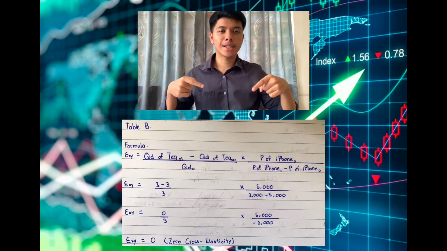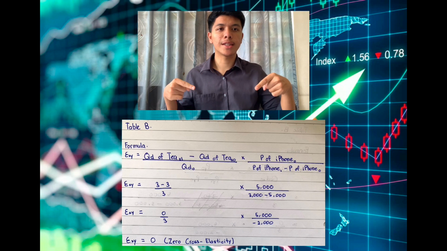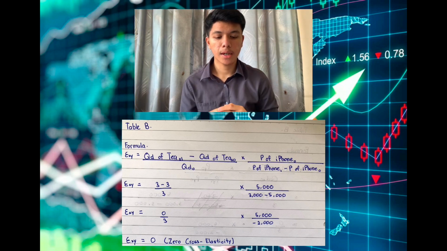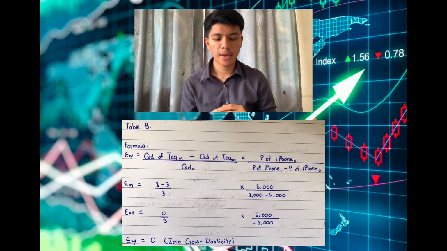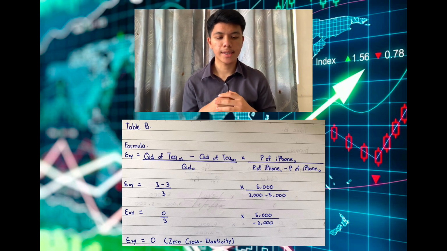So, below we can see the formula and the calculation for table B of quantity demanded and price. After calculating, we got the result of 0, which is zero cross elasticity. If the coefficient is 0, an increase in the price of a particular good will have no impact on quantity demanded for another good.